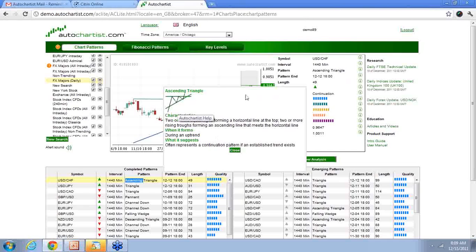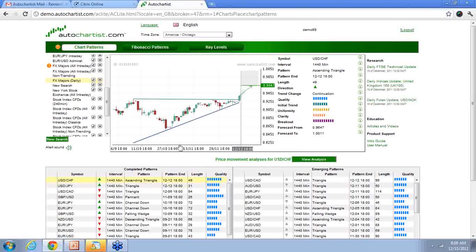And Autochartist then identifies the characteristics, when it forms, and what it suggests. So you always have help. So when you see this market pop up and you're not sure what it's supposed to look like, you can see this is almost a textbook ascending triangle. All right, so now Autochartist throws it on the complete side because it broke out.